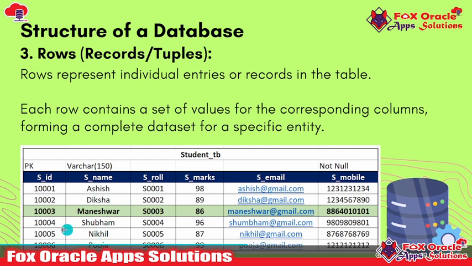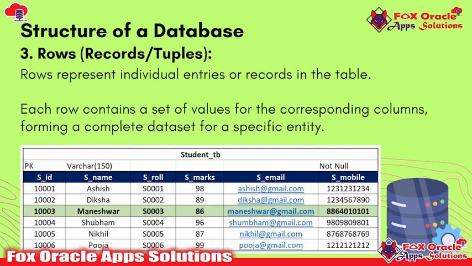The ID of Nikhil is 10005. And what is the roll number? S005 is the roll number for Nikhil. His marks are 1087, and this is the email and the mobile number. So this is all about tables, and a table has the components rows and columns.